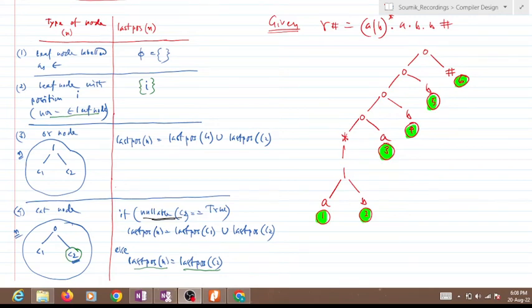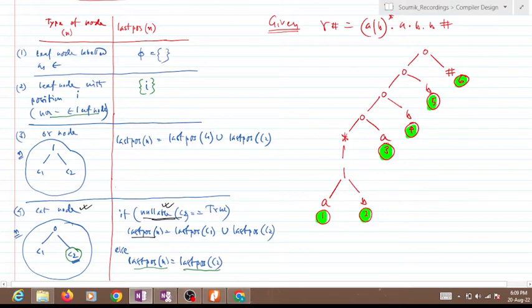Hello, let us start the calculation of the lastpos of this entire syntax tree. In case of lastpos calculation, we see that if there exists a cat node, then the lastpos calculation depends on the nullable. So here this syntax tree contains some cat nodes, so we need the calculation of the nullable. Now it may happen that some subtree does not contain any cat node, then in that case we do not require the calculation of the nullable. So let us calculate the nullable first.